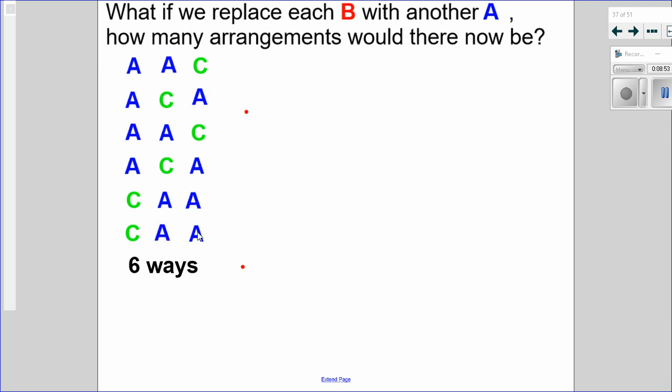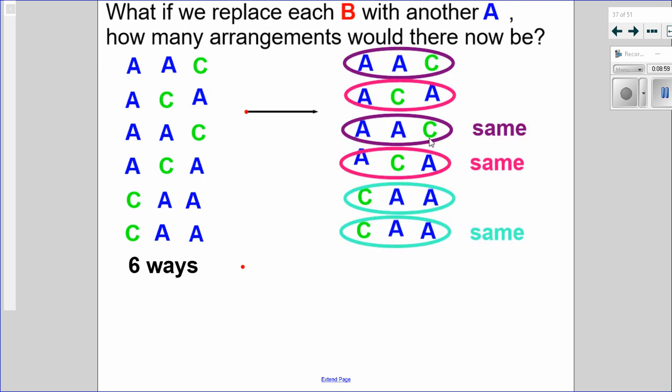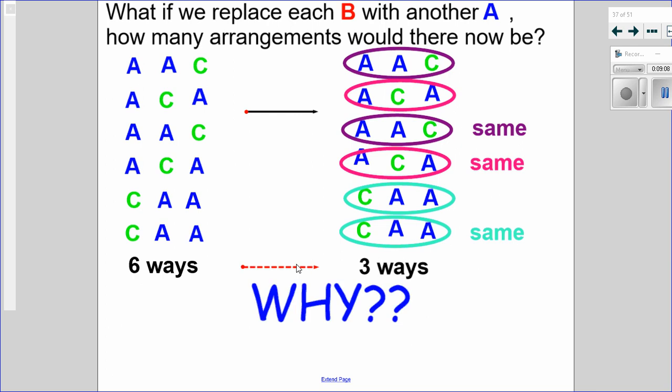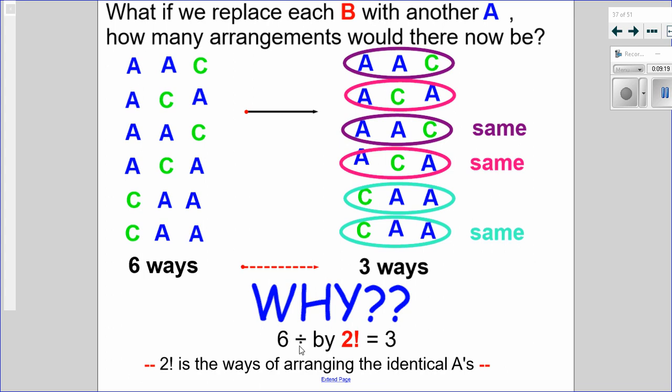Do I still have 6 arrangements? Well, if you look at that, I have some that are the same. This one is the same as this. This is the same as this. This is the same as this. So I don't have 6 arrangements anymore. I now actually only have 3 arrangements. Well, why is that? Because I have to take out the doubles. I have to take out the ones that are repeated. So what I'm really going to do is take my 6 ways and divide it by 2 factorial. 2 factorial because that's the ways of arranging the identical A's. A and A, or A and A, flipping it around. There are 2 factorial ways of arranging 2 A's.